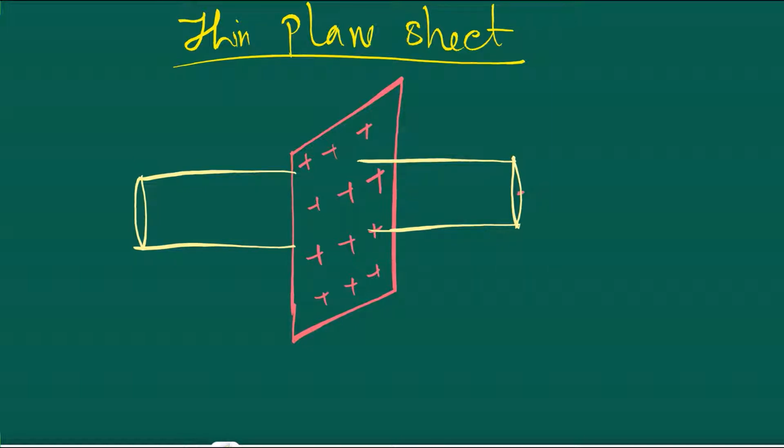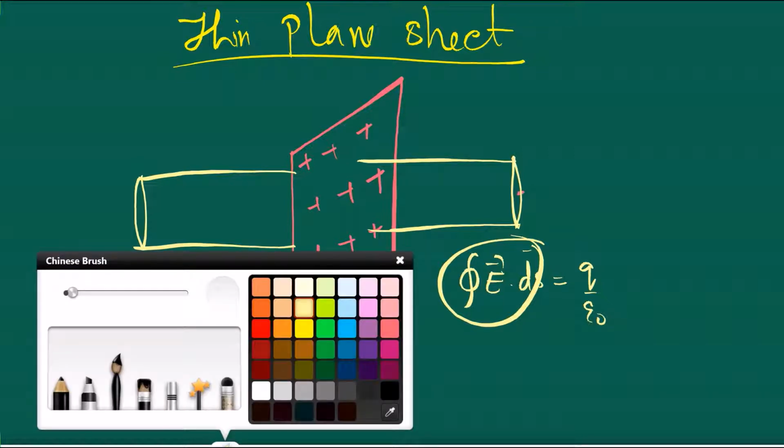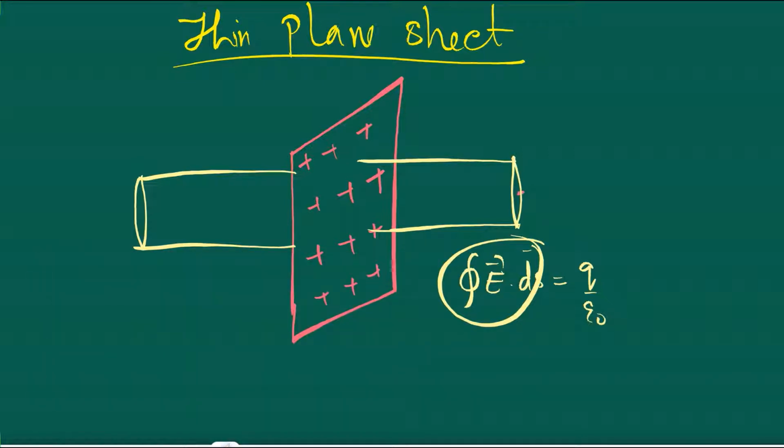Now our aim is to find the electric field. For finding the electric field, we apply Gauss's theorem. That means the closed integral of vector E dot dS is equal to how much? Q by epsilon naught. So our first point is to calculate the closed integral of vector E dot dS.